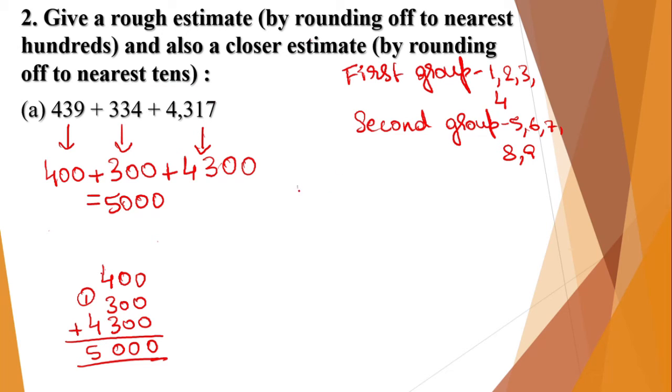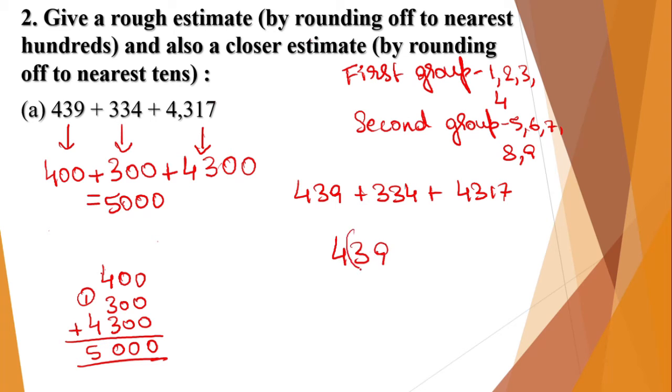So again we have 439 plus 334 plus 4317. Now here, first we know that we should estimate to the nearest tens, because they only gave tens, right? We should estimate to nearest tens, so no need to check. So the first number which we have is 439.